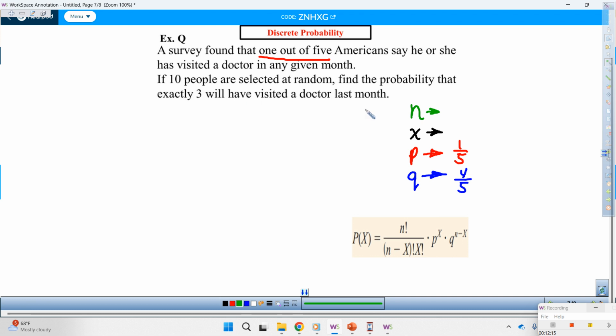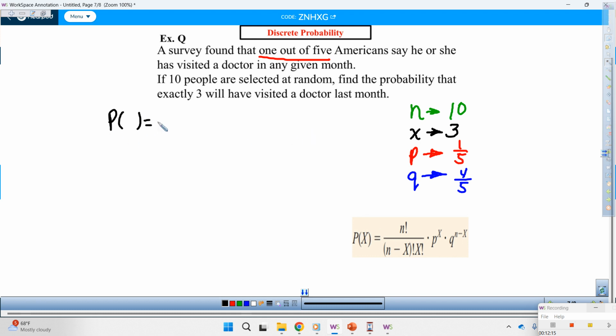All right. So, tell your neighbor which one is N, which one is X. All right. Austin T, which one is N and which one is X? N is 10. And X is 3. All right. So, now that we have all our values, let's write our formula without any of those values so we can fill those in.